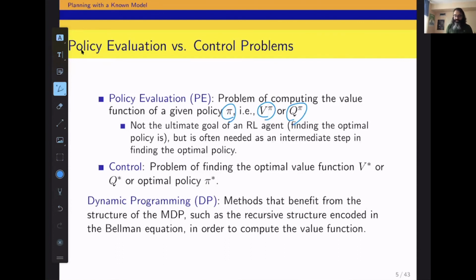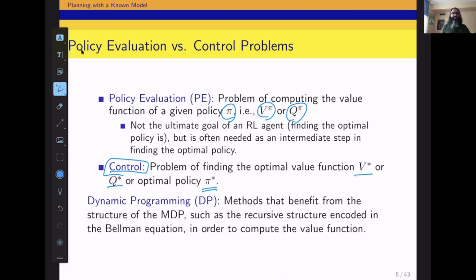The other terminology is that when I talk about control, it's the problem of finding the optimal value function or optimal policy. So finding V star or Q star is the problem of control, while finding V pi or Q pi is the problem of policy evaluation. The term control might be a bit vague, because people talk about control theory, which is related at a superficial level but is not exactly this problem.